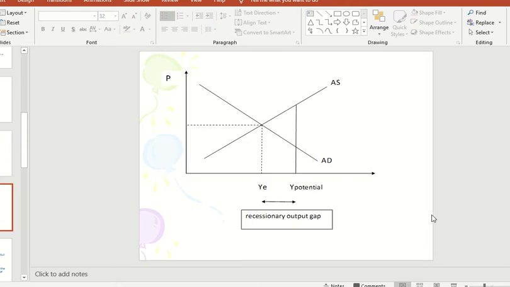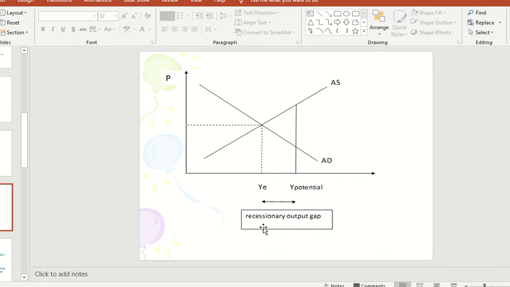Another way to look at the same thing, but this time we're going to turn to a different framework. This is the aggregate demand, aggregate supply model. The good thing about using the aggregate demand, aggregate supply model is that the effect on the price level is very straightforward. It's very easily observable.